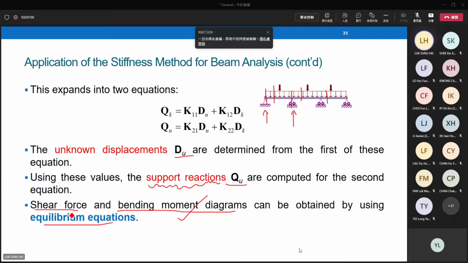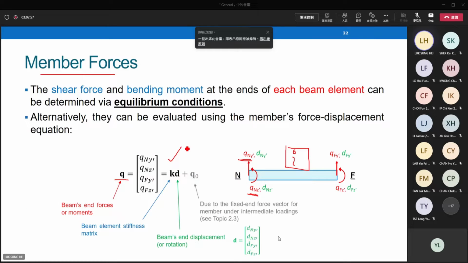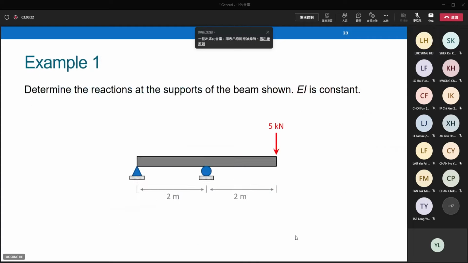But I think it's more straightforward to use equilibrium equations to draw shear and moment diagrams. Stiffness method is just like a tool to help you evaluate the reactions. If you know the reactions, I believe that you can draw the shear and moment diagrams efficiently using equilibrium properties. But in case you want to fully adopt stiffness method, then here is one extra equation to use. Not compulsory, this one. Now you will know what I mean in the example. Example 1.